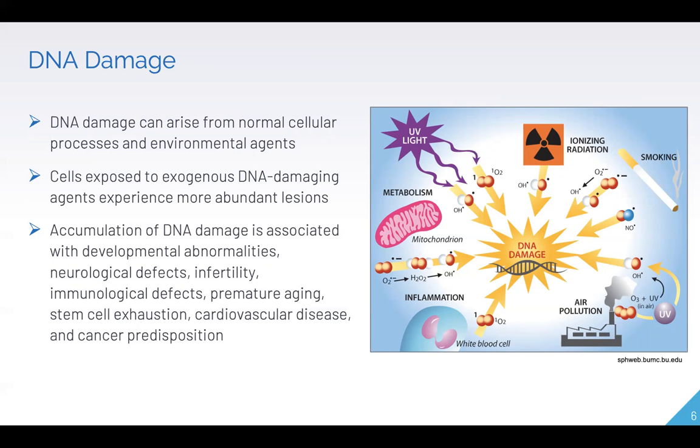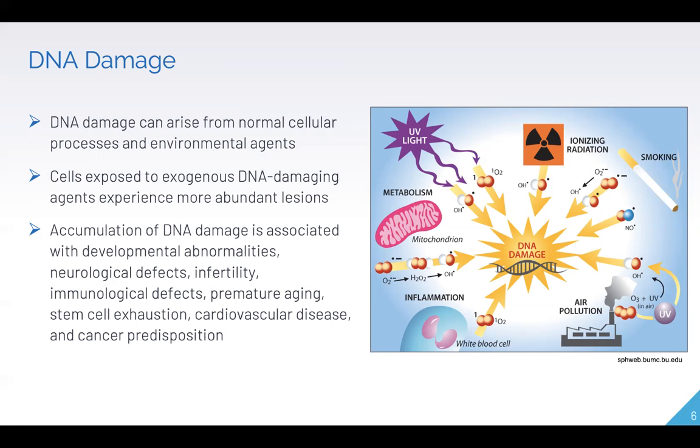damages. Cells can also be exposed to additional, not necessarily normal environmental, but exogenous agents that can actually induce damage at a very heightened rate. For example, cigarette smoking is one such example. Radiation in space is another source of damage. Right. We also know that the accumulation of DNA damage is associated with developmental abnormalities, neurological disorders, cancer, cardiovascular diseases. These are all diseases that have some association with the accumulation of DNA damage in the cells.